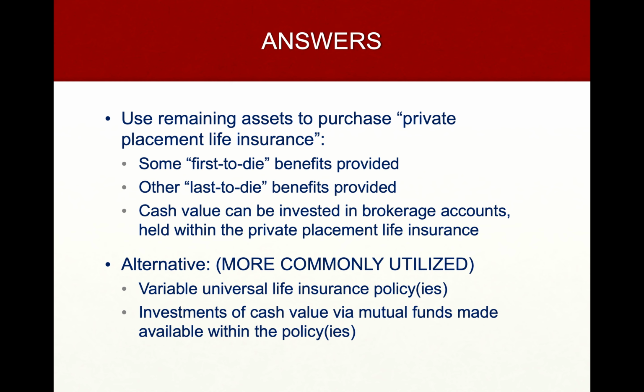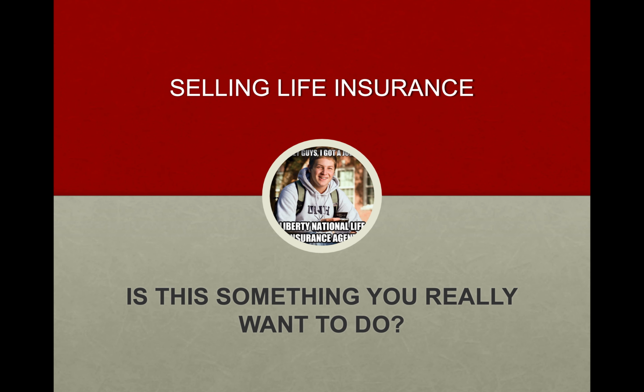Under a type of insurance called private placement life insurance, the cash value can be invested in brokerage accounts. Now, private placement life insurance is typically used for very high net worth individuals who are going to put 500,000 or $1 million or more into life insurance policies. The alternative that's much more commonly utilized is a variable universal life insurance policy, which you can basically invest in funds. It's a very commonly available policy, so you can put the cash value in different mutual funds that are out there. And so, let's discuss life insurance.